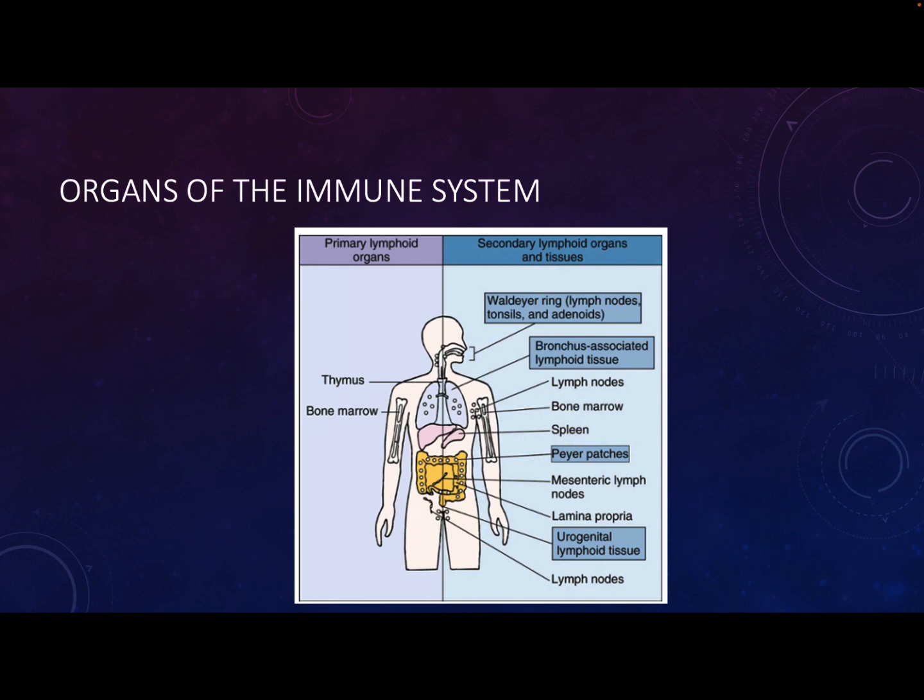Spleen, great for filtration. You have lymph nodes all over your body. You have lymphoid tissue in the lungs, bronchus-associated lymphoid tissue. So you have cells that are patrolling there. You have in the gut, they call it the GALT, gut-associated lymphoid tissue. You have urogenital lymphoid tissue. Your whole body, right, is trying to protect itself from being infected. So you have a lot of areas of your body that could theoretically be considered to be secondary lymphoid organs and tissues.